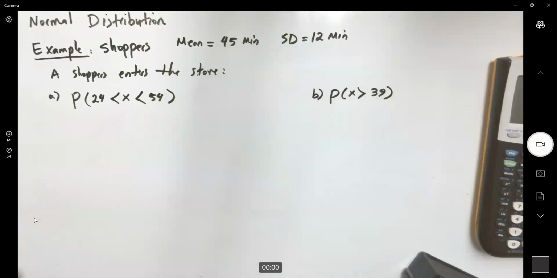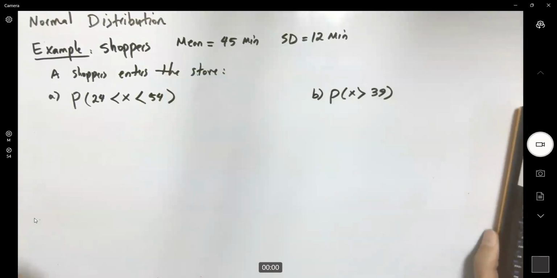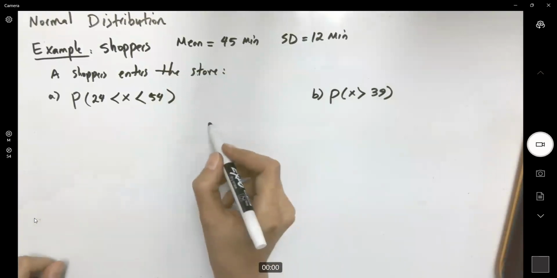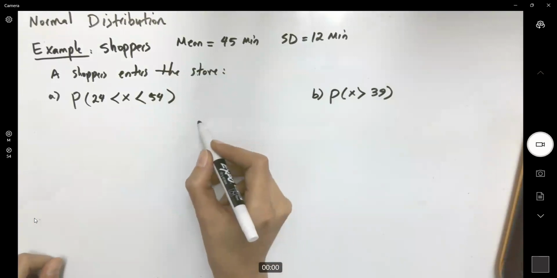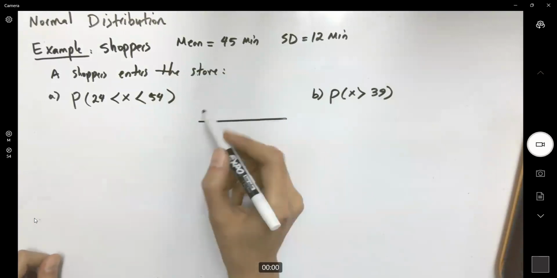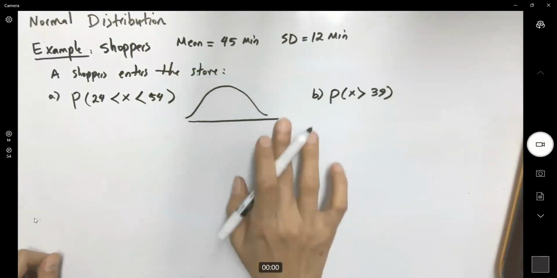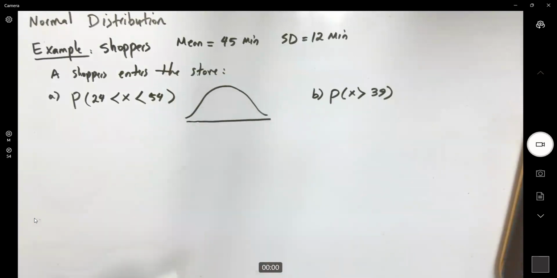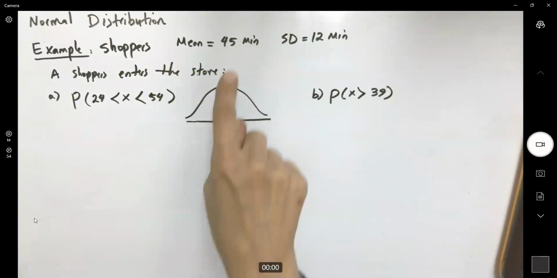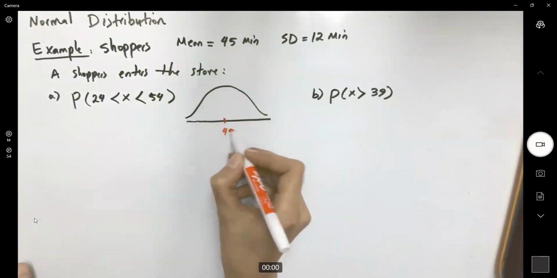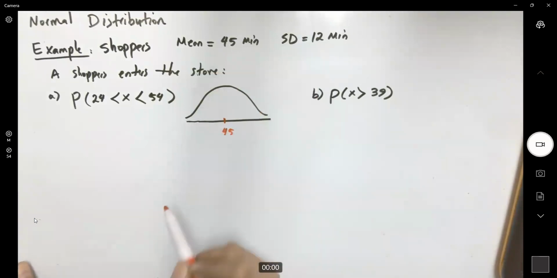What is that probability? Well, to find the probability, first graph it. Try to visualize what's going on. It says, hey, we have a normal distribution. It means that we have a bell-shaped graph, symmetric with respect to the mean. What is the mean? Mean is just right here, 45 minutes, with standard deviation 12.